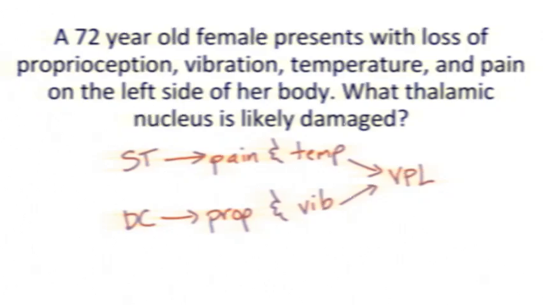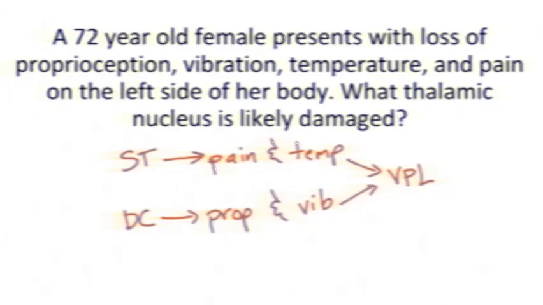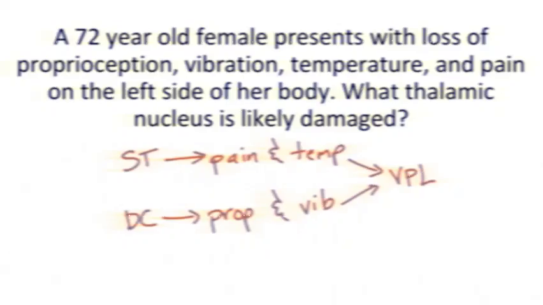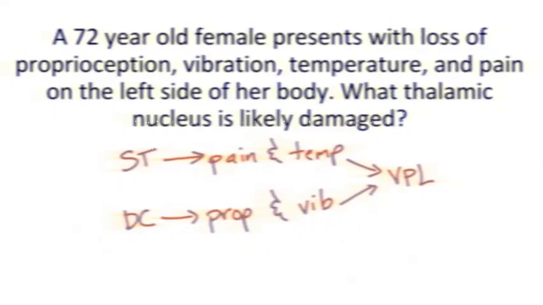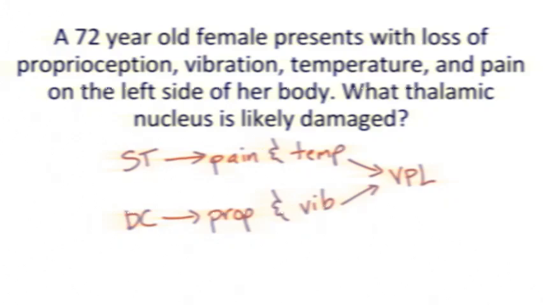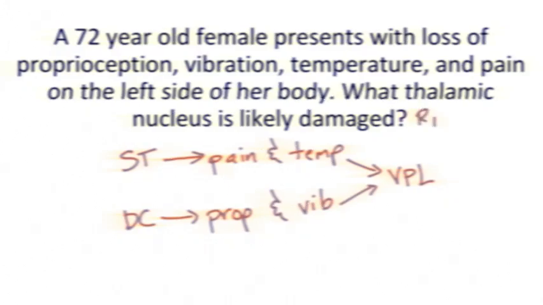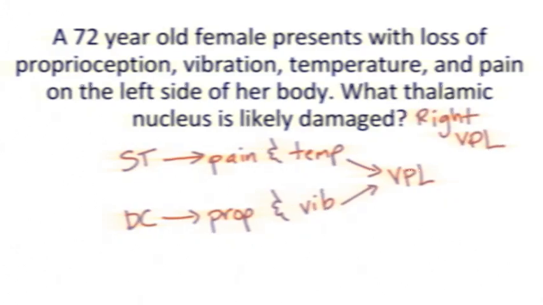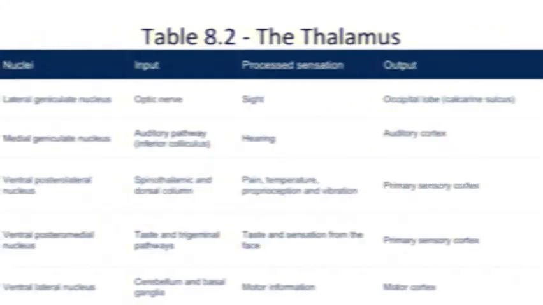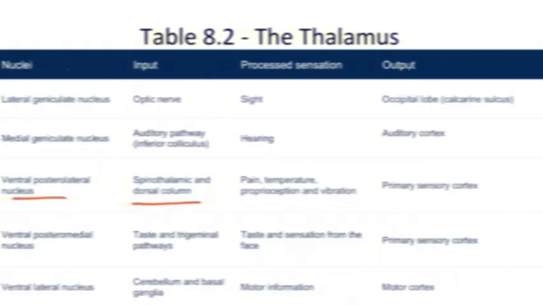In this case, we can assume that the VPL must be damaged because information from both tracts is affected. Because both of these pathways decussate, or cross over to the opposite side of the body, we can assume that the right VPL must have been damaged. So again, the right VPL was likely damaged. From table 8.2, we can see that both the spinothalamic and dorsal column tracts convey their information to the ventral posterolateral nucleus of the thalamus. If this example was confusing, I encourage you to go back to section 2 and watch the videos about the spinal tracts. The goal here is not to focus on the spinal tracts, but the nuclei of the thalamus.